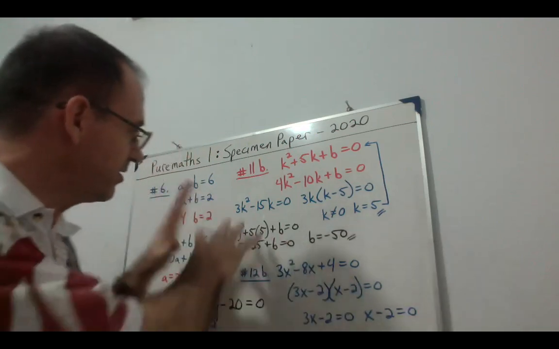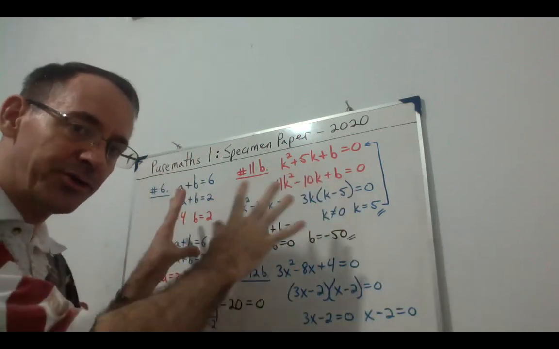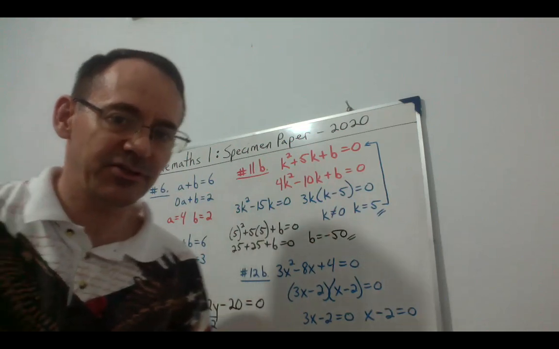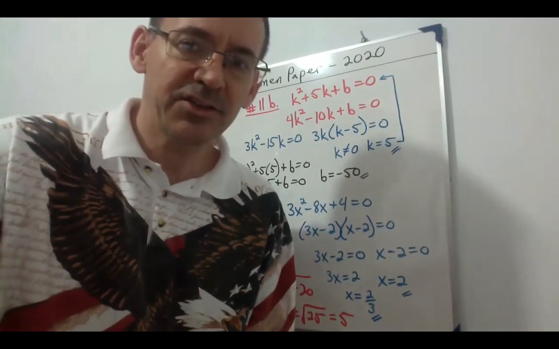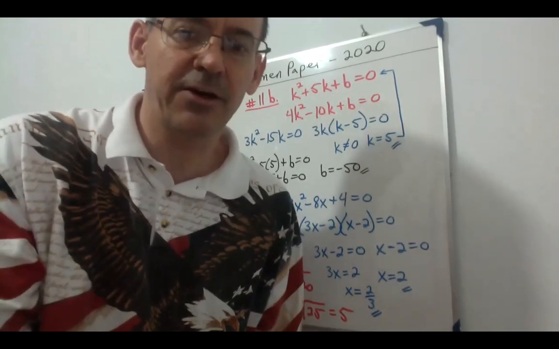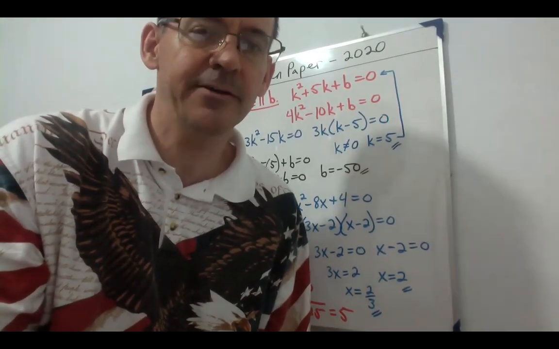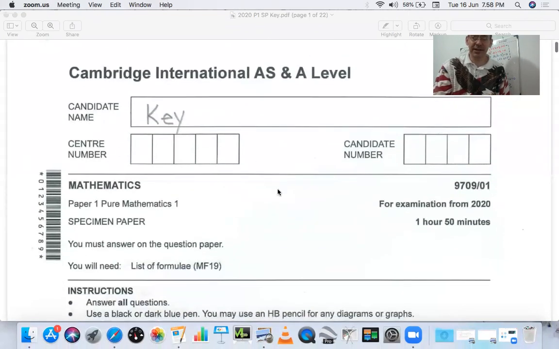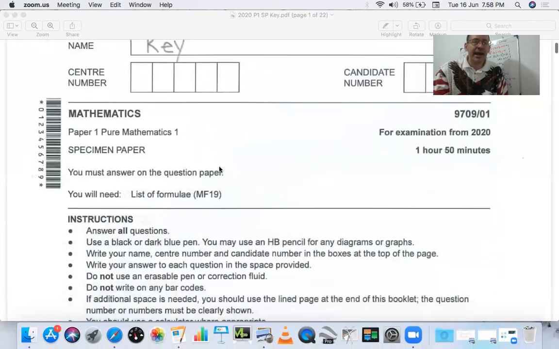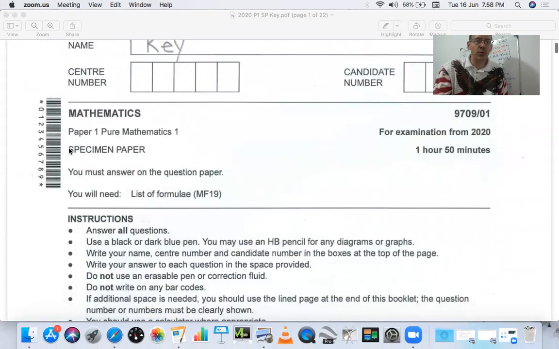So what I have on the board is actually some alternate versions of things that we'll get to a little bit later. What I want to get to right now is the specimen paper itself. So let me share screen here. And here you see the Cambridge International AS and A level. I've written out a key for it. And here's Pure Maths 1, paper 1 for Pure Maths 1.